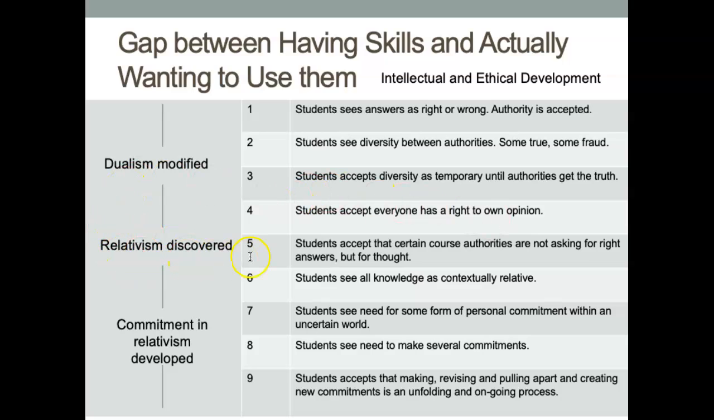So you want to push them to go towards not just accepting the facts and opinions, but also to look at different ways of how to contest the facts and opinions, and to pick them and interweave them between one another. So as we go on to the rest of the list, the students would eventually get to the point where they can attach meaning to what they're learning. Here it says students accept the making, revising, and pulling apart, and creating new commitments to unfold the understanding of the content that they are working on.